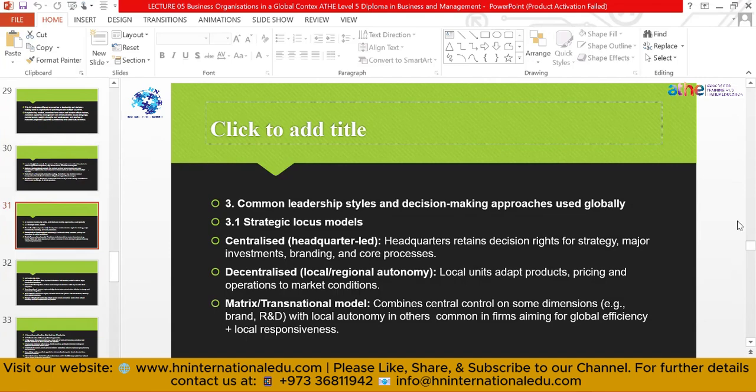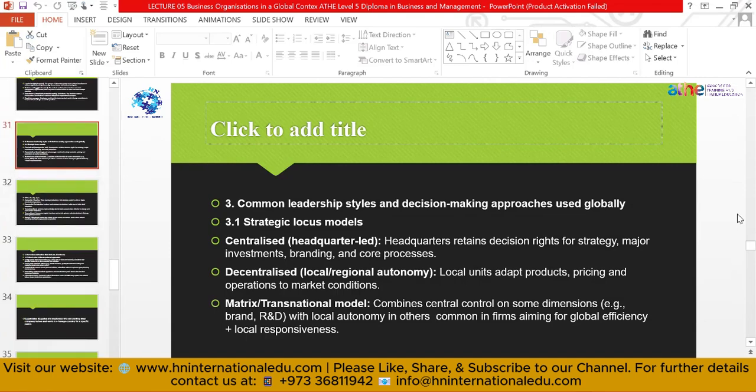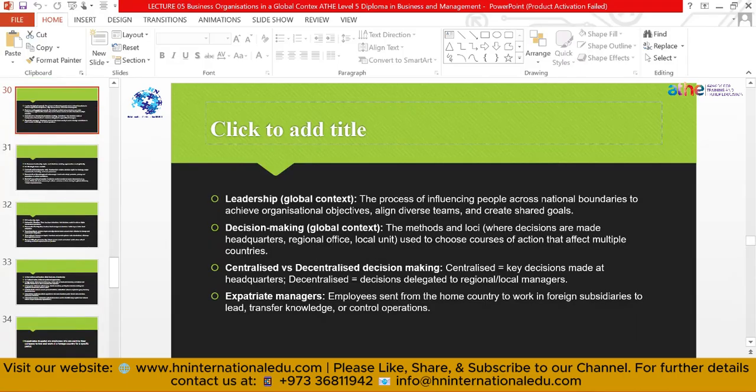Common leadership styles and decision-making approaches globally. Strategic locus model. Ma'am, can you repeat expatriate leadership once again? It's not a leadership style. These are the managers, the people who are sent from the home country to the host country, like when you get promoted and sent to another country, like that.